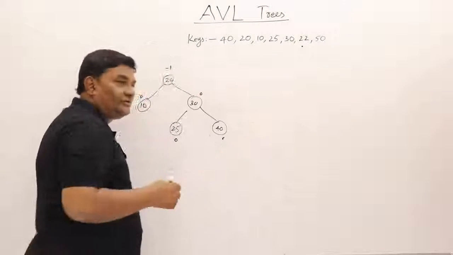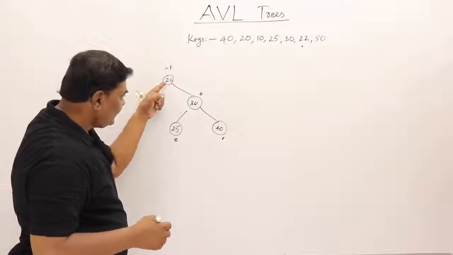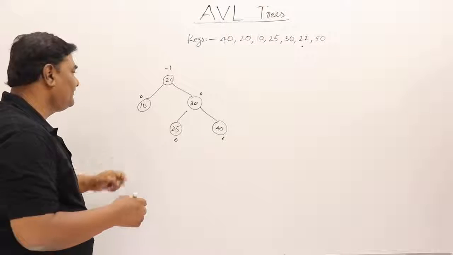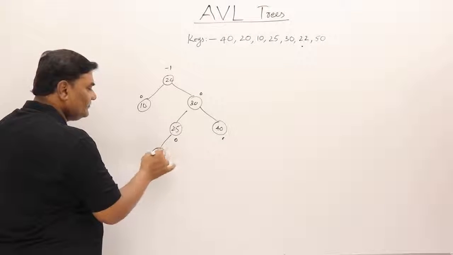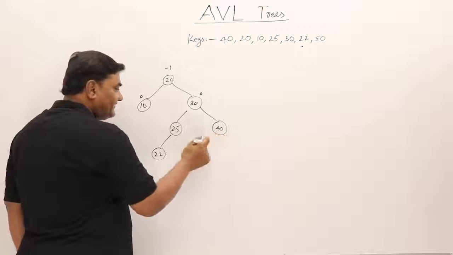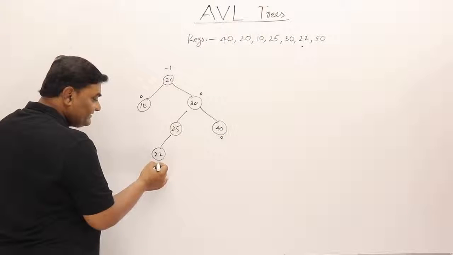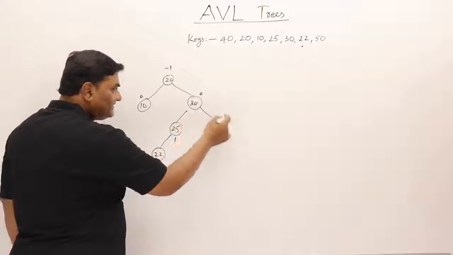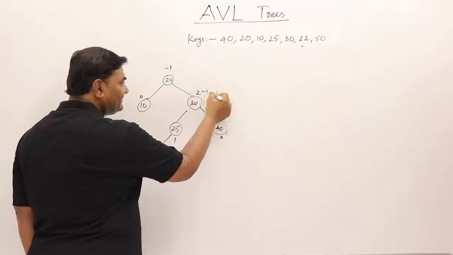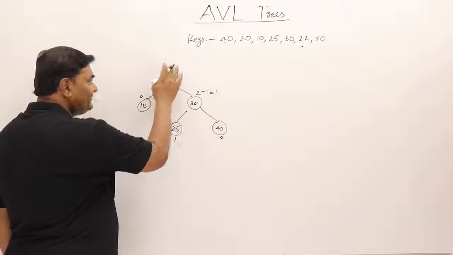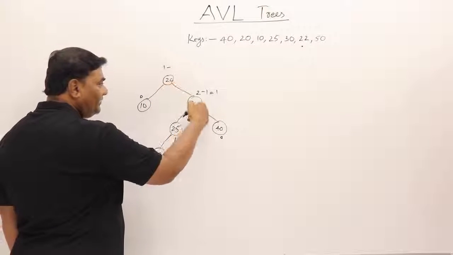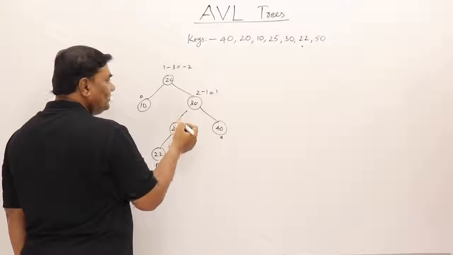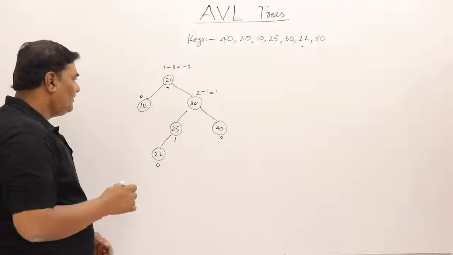Now next node, 22. Where will 22 come? Right side of 20, left side of 30, and left of 25. So it will come here, 22. Let us update balance factors. This remains 0 only. This is 0, this is 1, and this is 1, 2, and this is 1. So this is 2 minus 1, this is 1 only. What about this? This is 1 and minus 1, 2, 3. Longest distance is 3 here. So 3 is minus 2. So this became imbalanced.